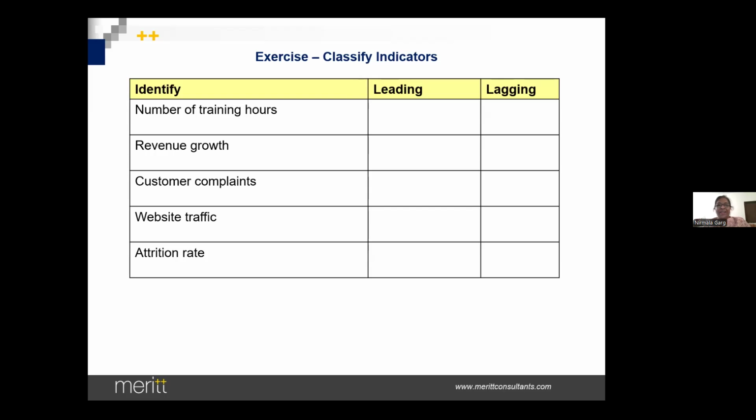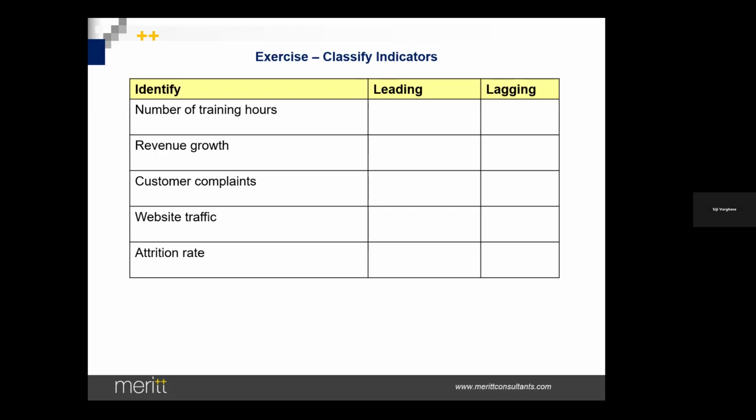Revenue growth: lag. I heard someone saying lead. What is it that you do to achieve revenue growth? That will be a lead. But revenue growth is the end result, so it is lag.